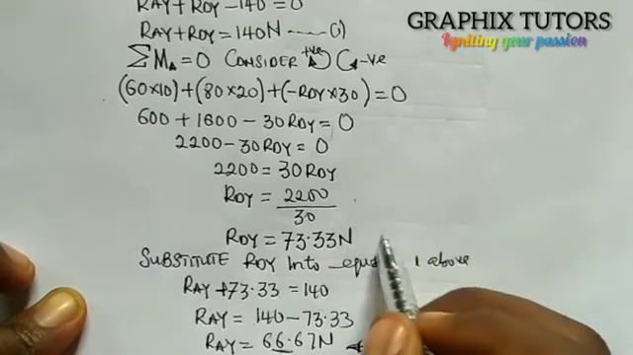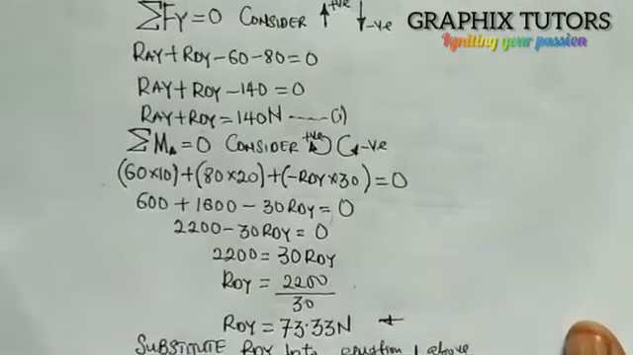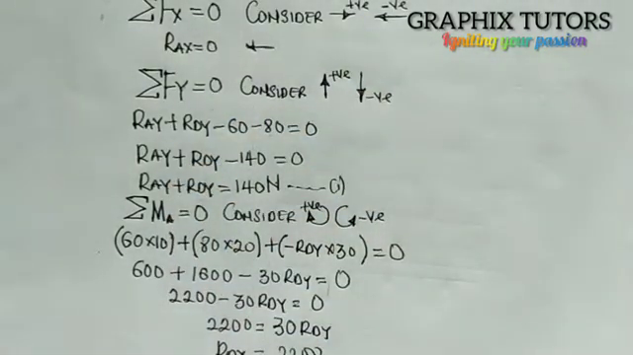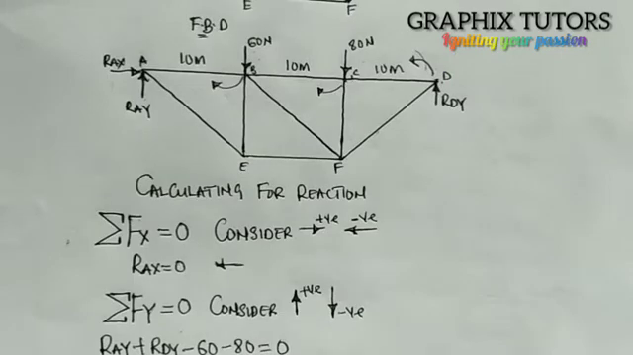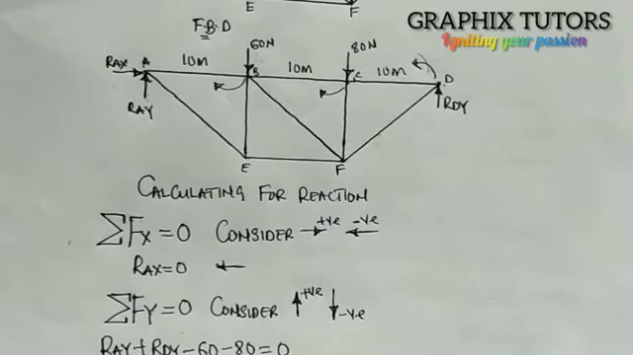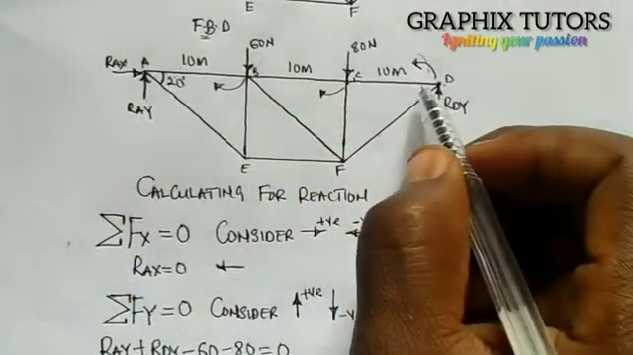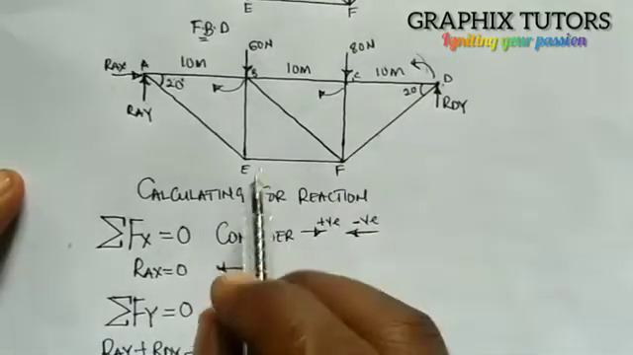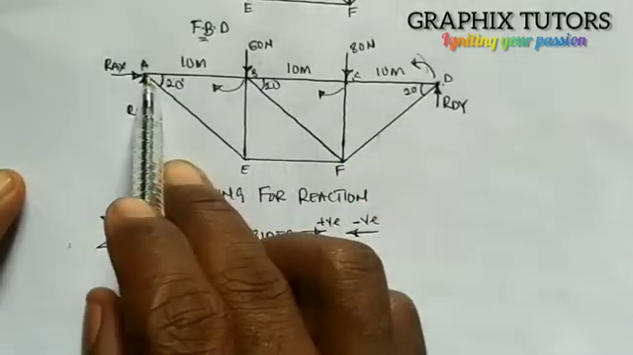Now we've gotten our RAY, which is this. We've gotten our RDY, which is this, and we've gotten our RAX, which is this, right? So we've gotten the reactions, but the question tells us that we should calculate the forces associated with each member of the trusses or the frame structure. So that will be our next stage. We know very well that from here to here is 20 degrees from the question. So if here is 20 degrees, automatically here also is 20 degrees. If here is 20, here also is 20. We call it corresponding angle.